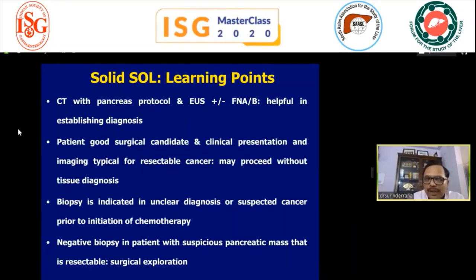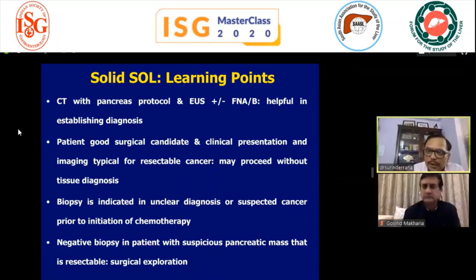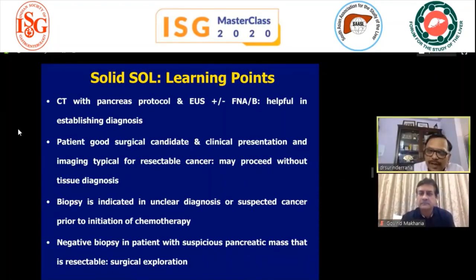So to sum up, what are the learning points for solid SOL? CT with pancreas protocol and EUS, FNA or FNB are helpful in establishing diagnosis in the majority of patients. If the patient is a good surgical candidate, the clinical presentation like pain and jaundice and imaging is typical for a resectable cancer, you may proceed without a tissue diagnosis. It's not a wrong approach, but biopsy is clearly indicated when the diagnosis is unclear or the patient has a suspected cancer and you want to give chemo or neoadjuvant therapy. And then, with a negative biopsy in a patient with a suspicious pancreatic mass that is resectable, a surgical exploration should be done in these patients to establish the diagnosis and treat the disease.